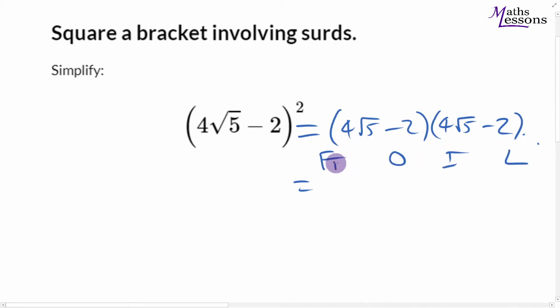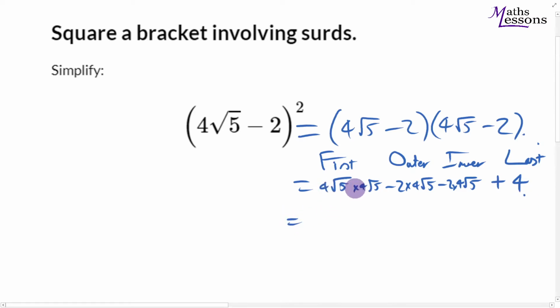And it stands for the first two things, the outer two things, the inner two things, and the last two things. So the first two things are the 4 root 5 times the 4 root 5. The outer two things is this 4 root 5 times the minus 2. So you get minus 2 times 4 root 5. The inner two things is the minus 2 times the 4 root 5 here. And the last two things are the two minus 2's times together to give me plus 4.